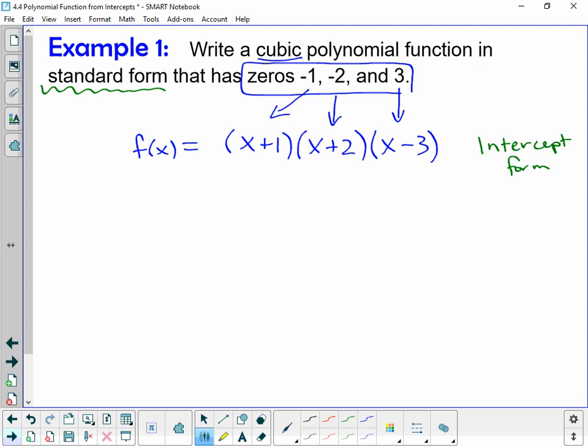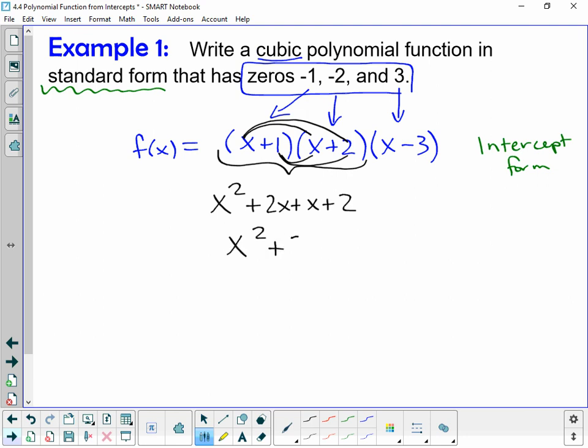If we have something in intercept form and we want it in standard form, we simply need to multiply it out. So when we have 3 binomials, remember, typically we'll multiply 2 of them together. This would be x squared plus 2x plus x plus 2, or in other words, x squared plus 3x plus 2 if we combine those two like terms. And now that we have that multiplied out, we would multiply by our third factor, x minus 3.